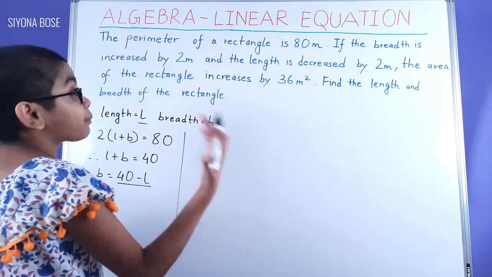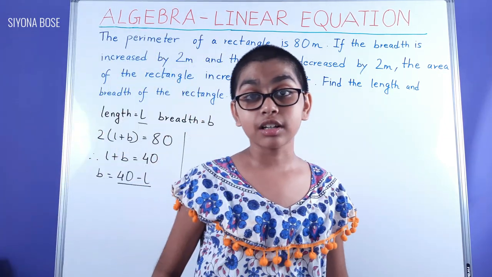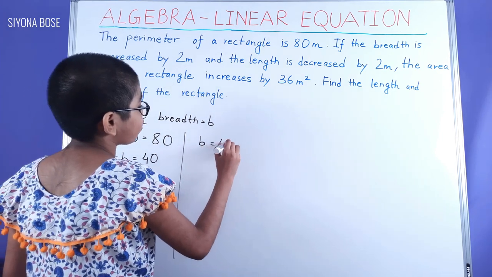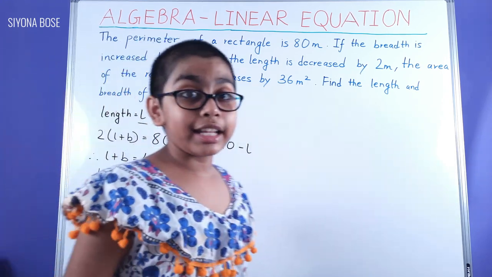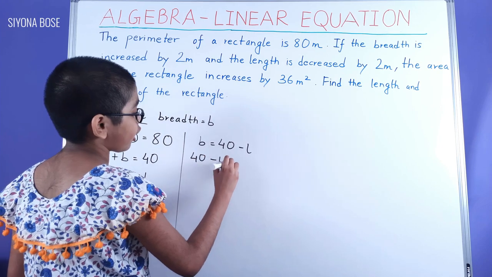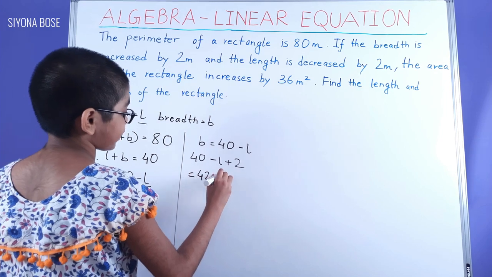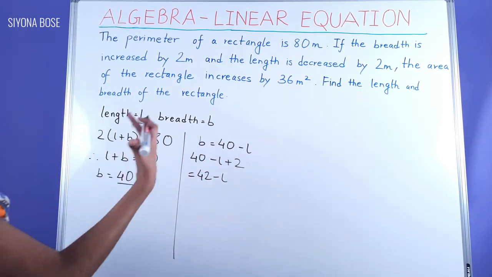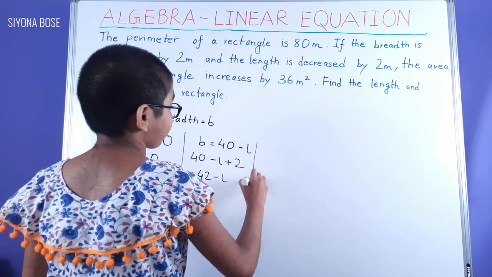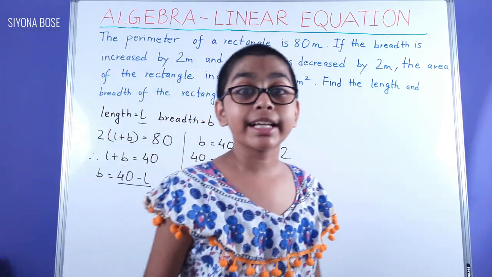Now moving on to the imaginary situation. If the breadth is increased by 2 meters, here the breadth is 40 minus L. B equal to 40 minus L. Now it's increased by 2 meters in the imaginary situation. It means 40 minus L plus 2. It means 42 minus L on calculating. The breadth is increased by 2 meters and length is decreased by 2 meters. That means here, original length was L. That means L minus 2 is the imaginary length.